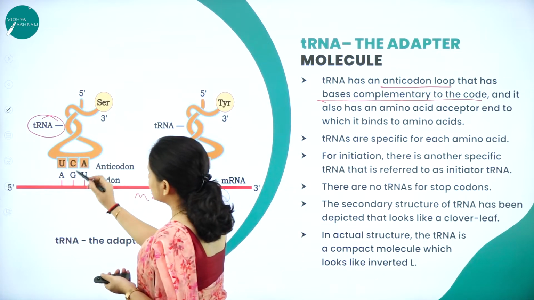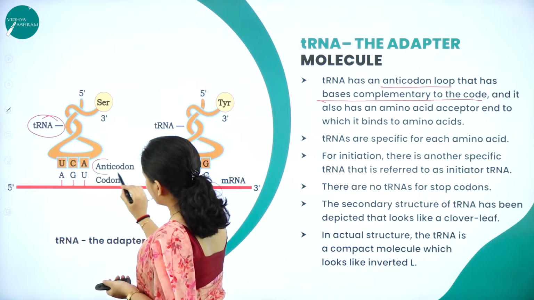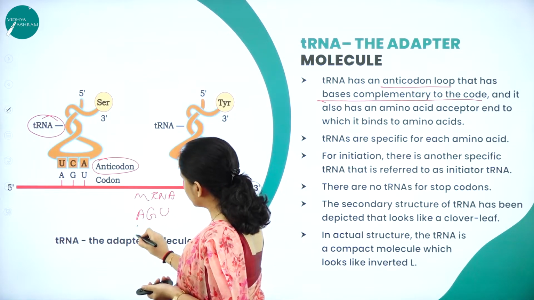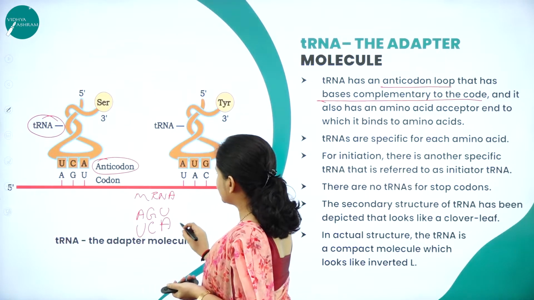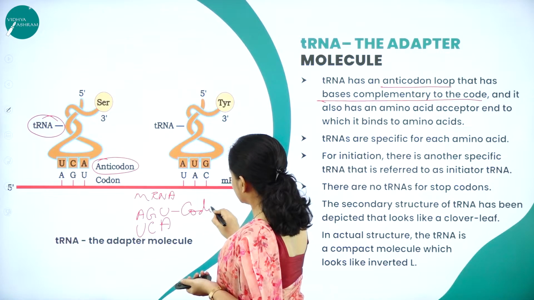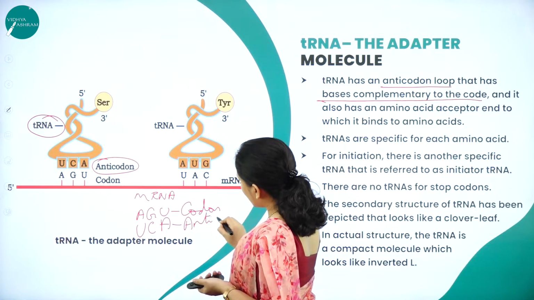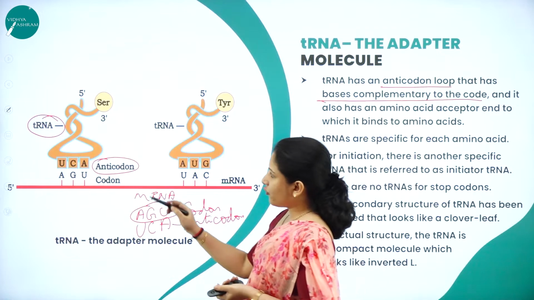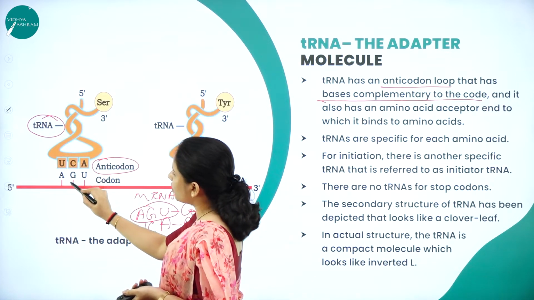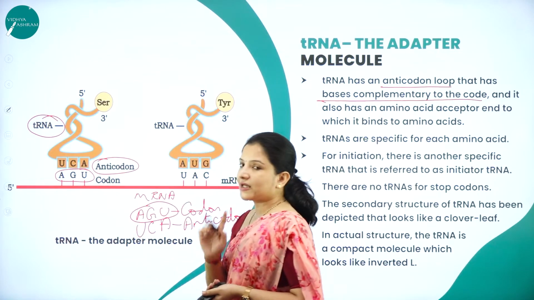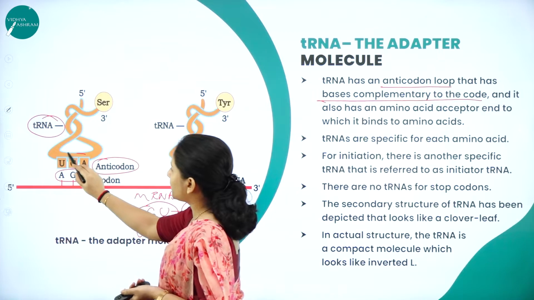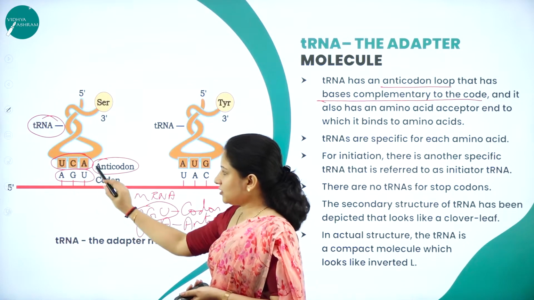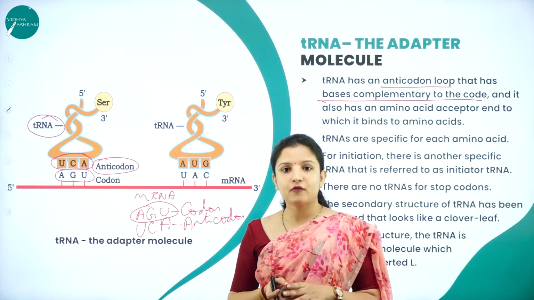Say for example, this tRNA has an anticodon. What is an anticodon? If AGU is on the strand, the anticodon will be UCA. So say this is a codon, and the anticodon for it is this. As you can see, this anticodon is complementary to the codon. Therefore, this particular tRNA will carry the code complementing the code present on the mRNA strand. That is how that complementary tRNA, the anticodon, will come and bind with the codon on the mRNA strand.